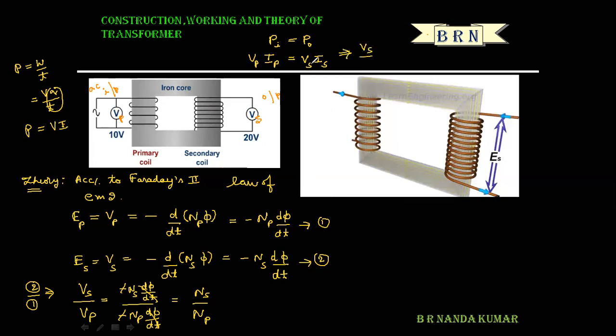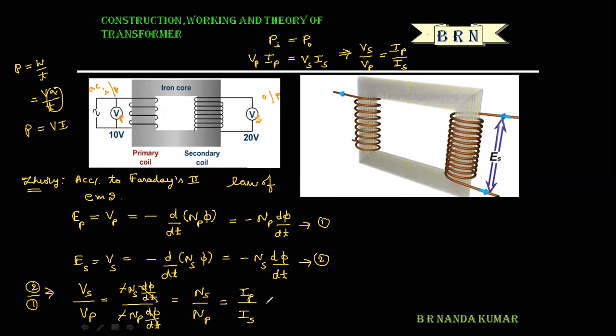So Vs divided by Vp can also be written as Ip divided by Is. Okay, so Ns by Np is also equal to Ip divided by Is. Actually, this is very important for CD. Vs by Vp is equal to Ip divided by Is, right?